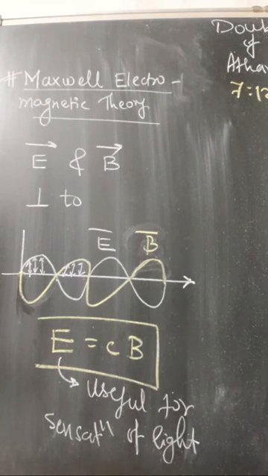Now tell me, is this part clear to you all? Out of electric field and magnetic field, majority of the times electric field is quite essential for us to study. And the formula is quite simple. Electric field is equal to C times magnetic field.